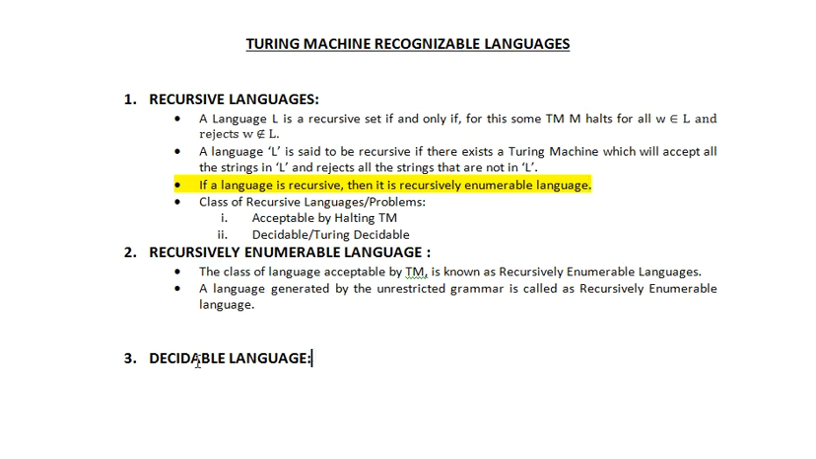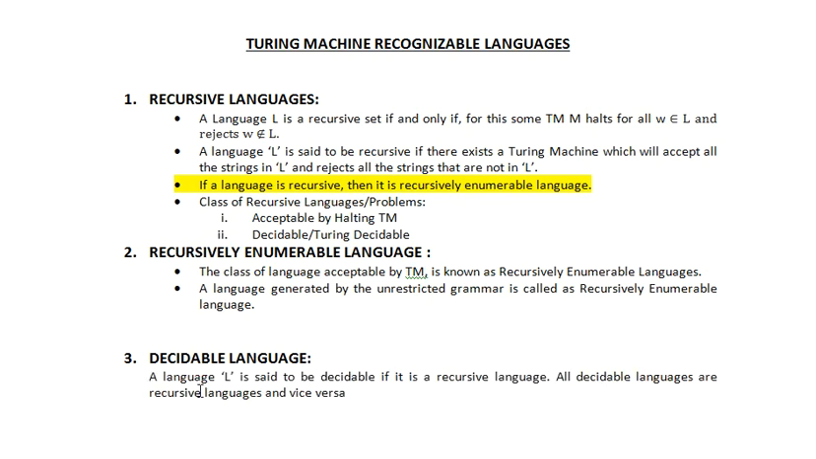So what is the definition of decidable language? A language L is said to be a decidable language if it is recursive in nature. So I can write down the point: a language L is said to be decidable if it is a recursive language. And definitely all decidable languages are recursive languages and vice versa. So you can say, in terms of a recursive language, another name is nothing but decidable. Already I have given a class of this recursive language, that is an important point, that is decidable. That's why it is also known as a decidable language.